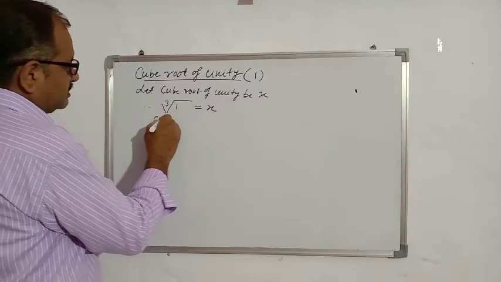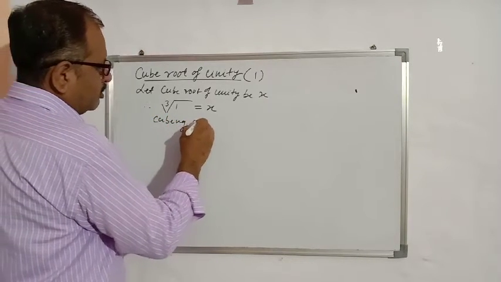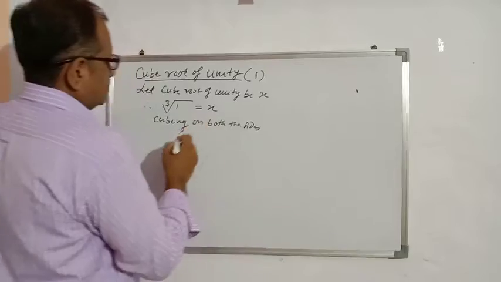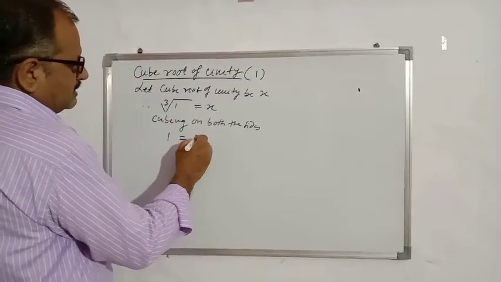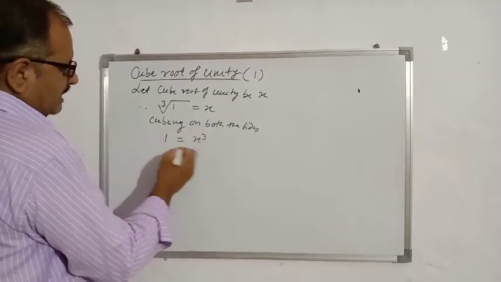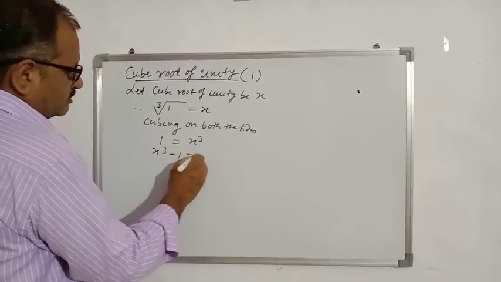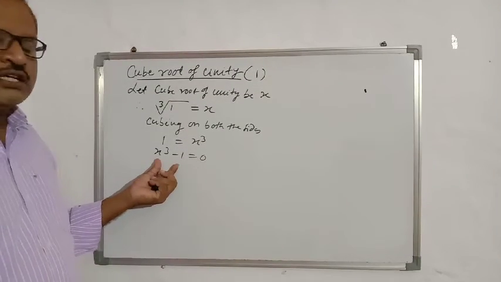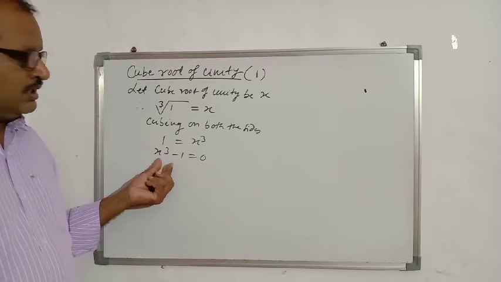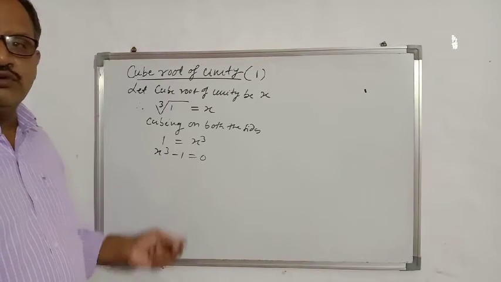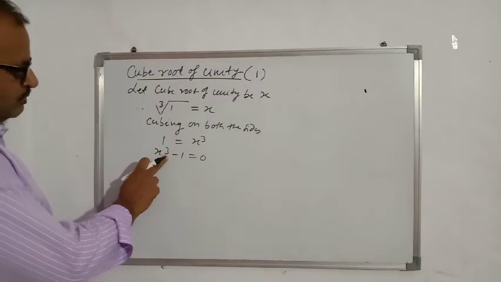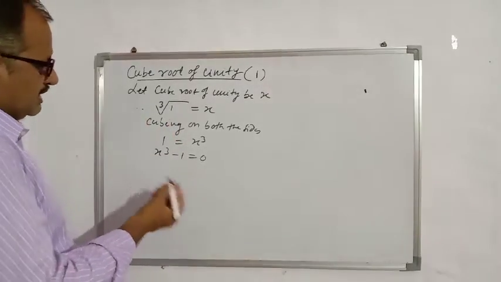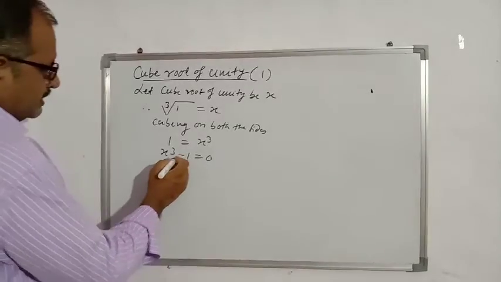Cubing on both the sides, here we will get 1 on the left, and on the right side it will be x cube. Transposing 1 to the right side, x cube minus 1 is equal to 0. It is a cubic equation in the variable x. If we solve it, we will get 3 values of x. See how we can get 3 values of x.